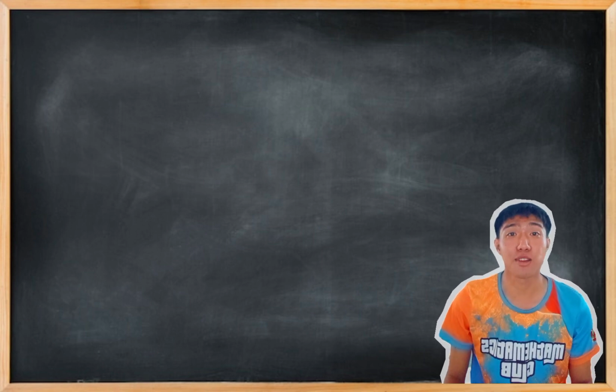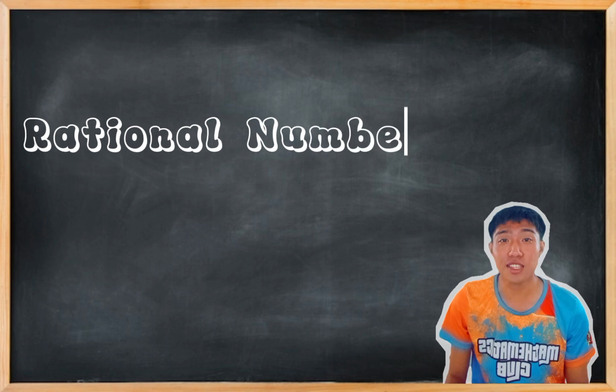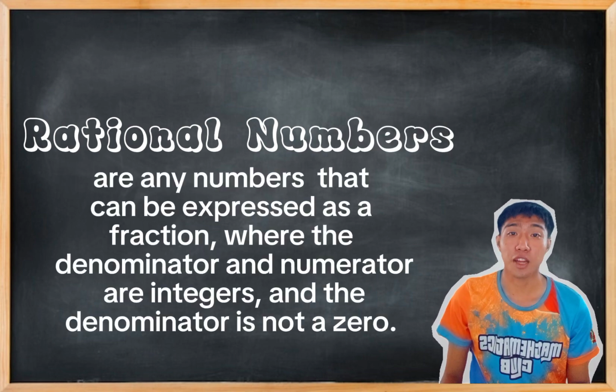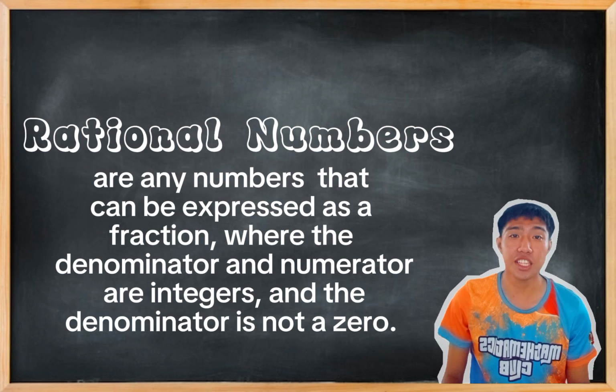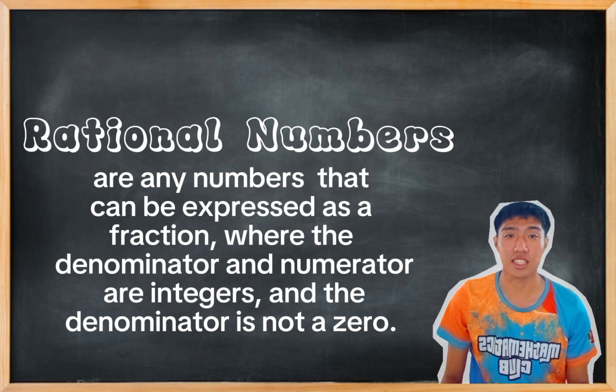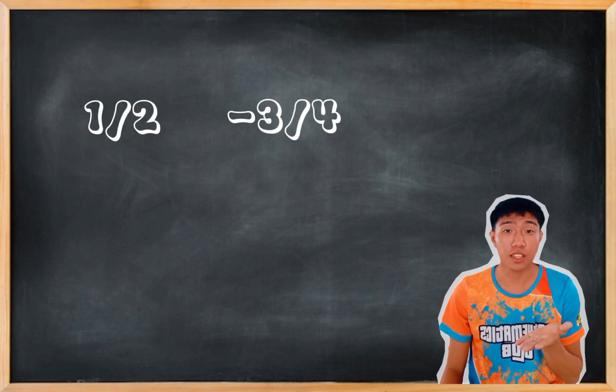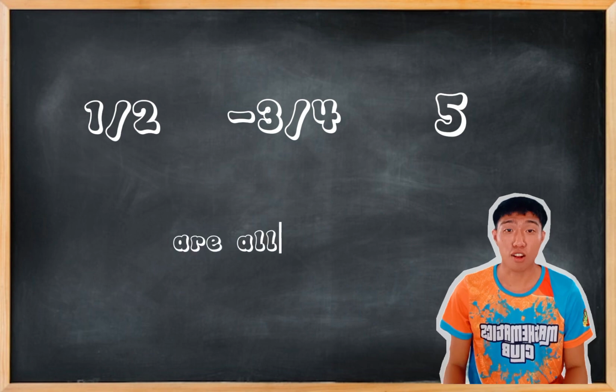So let's start by revisiting what rational numbers are. Rational numbers are any numbers that can be expressed as a fraction where the denominator and numerator are integers and the denominator is not zero. For example, 1/2, -3/4, and 5 are all rational numbers.